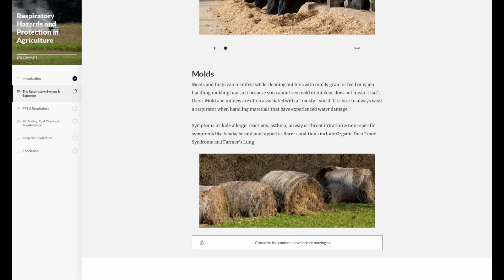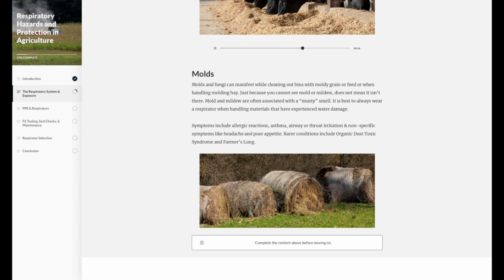Molds and fungi can manifest while cleaning out bins with moldy grain or feed, or when handling molding hay. Just because you cannot see mold or mildew does not mean it isn't there. Mold and mildew are often associated with a musty smell. It is best to always wear a respirator when handling materials that have experienced water damage.